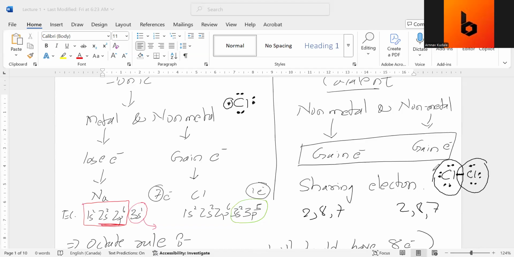If both of them cannot give and take, because they are having 7 electrons each, right? They cannot give and take, so they prefer sharing. And now this octet is complete, this octet is complete. That is what a covalent bond is, which is formed by sharing of electrons.